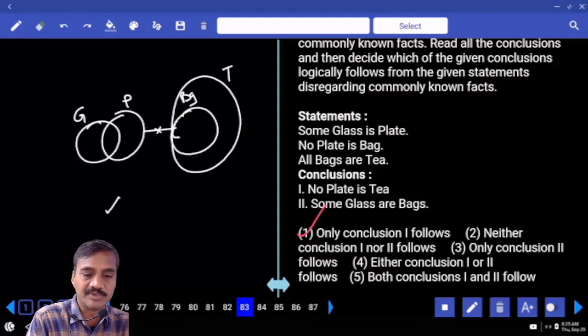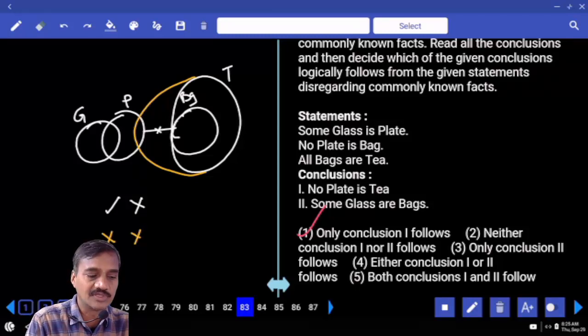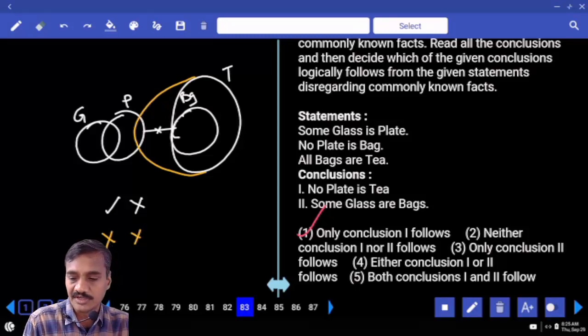Some glasses are bags, that is false. No plate is tea, true. And the other conclusion, some plates are teas, is a false. Hence, what happened to this one? Some glasses are bags is also false. Then what is your answer here? Neither 1 nor 2. Choice 2, question number 83.